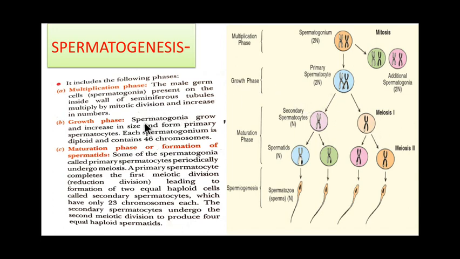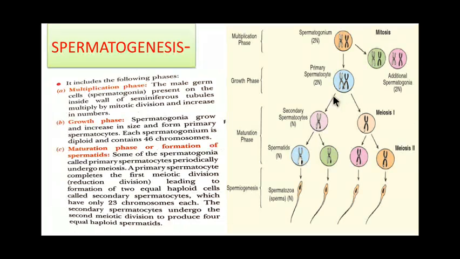Now the growth phase. The spermatogonia grow and increase in size and form primary spermatocytes. They accumulate nourishing material from the germinal cell, and they almost double in volume and are then called primary spermatocytes. This is the initiation of meiosis. Here the primary spermatocyte is large and diploid, that means it contains 46 chromosomes. Basically this phase is known as spermatocytogenesis because it gives rise to spermatocytes.